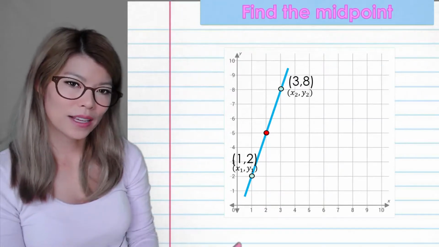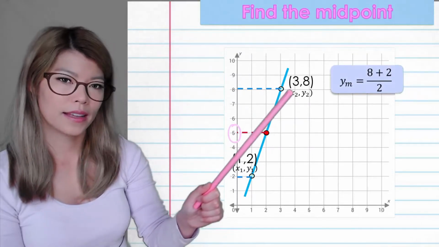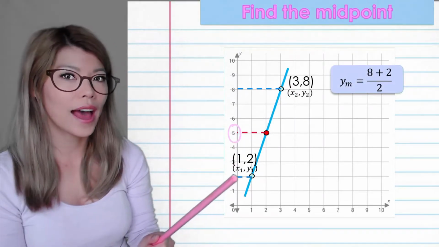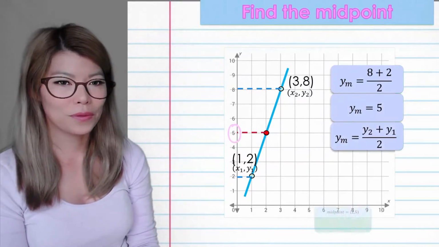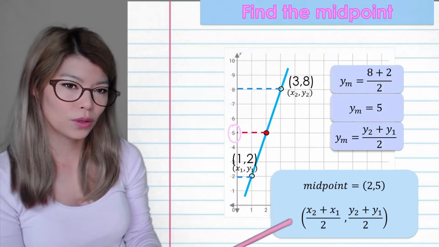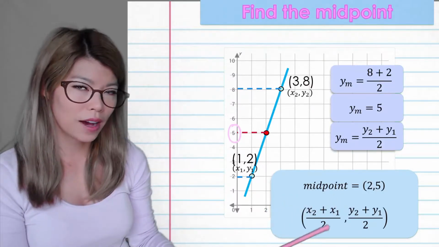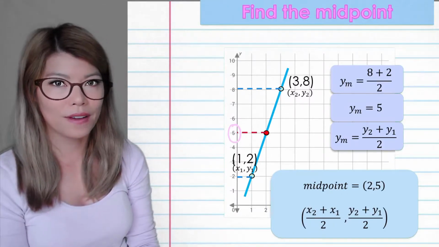And likewise, to find the middle of the y values, we would take the 8 and the 2 added together and divide by 2 to get the 5. So whenever you find a midpoint, you're adding the x values together, dividing by 2, and the y values together and dividing by 2, or in other words, the average of the x and y values.